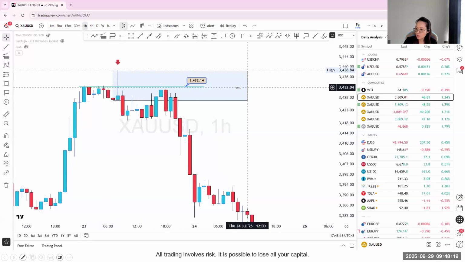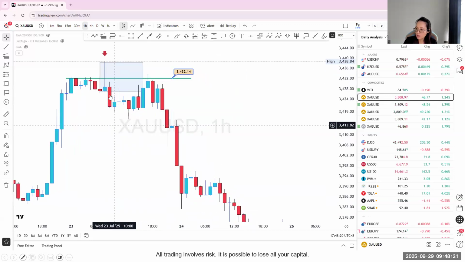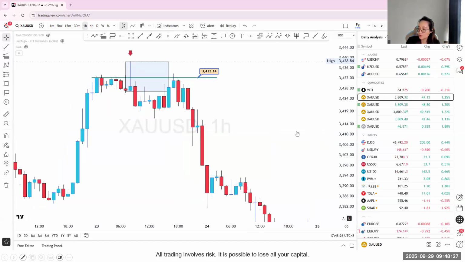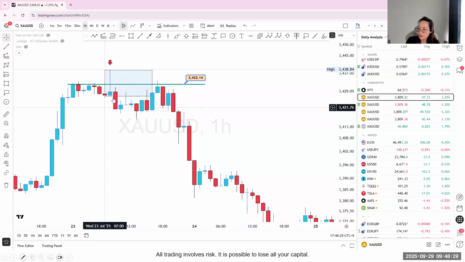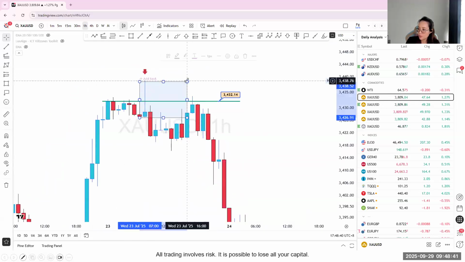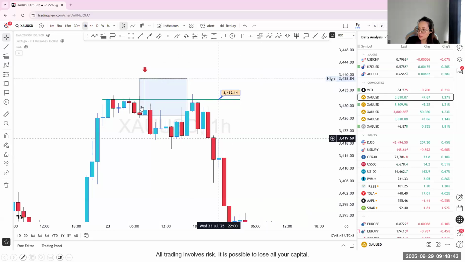After you sell here, where is the stop loss? If you're going to trade with the shooting star or those price action or PA setups, usually I'll put my stop loss above the price action, at the wick of the price action, just to prevent the stop hunt.